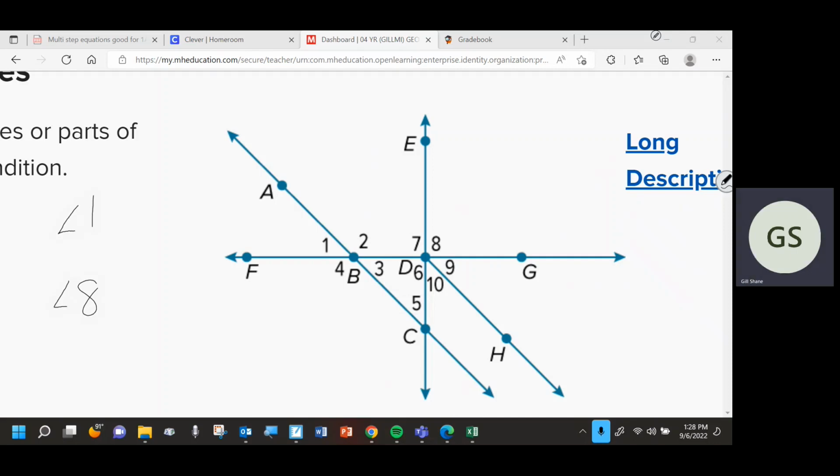So what's another way to name angle 10? I'm going to go to Ian. I haven't called on you at all. What's another way to name angle 10?